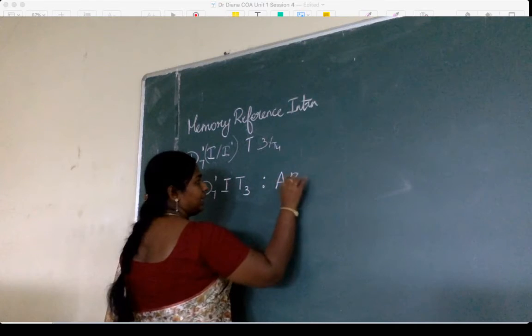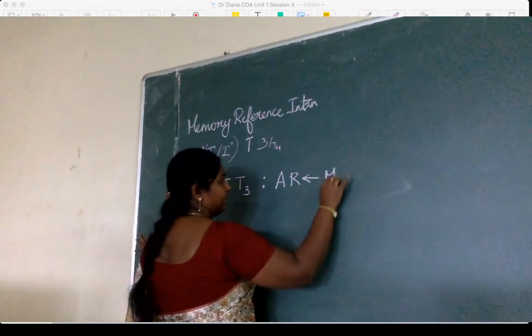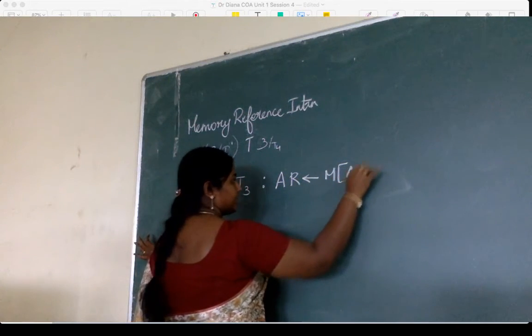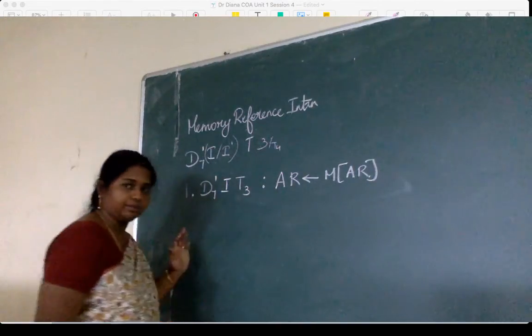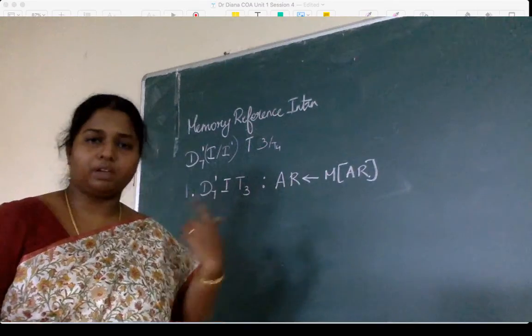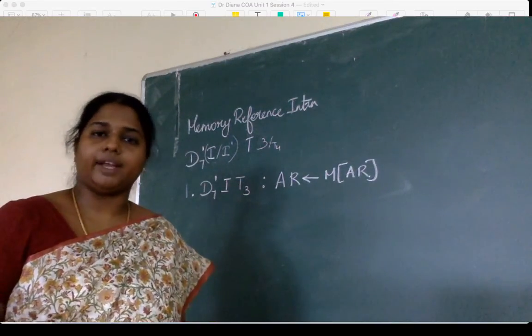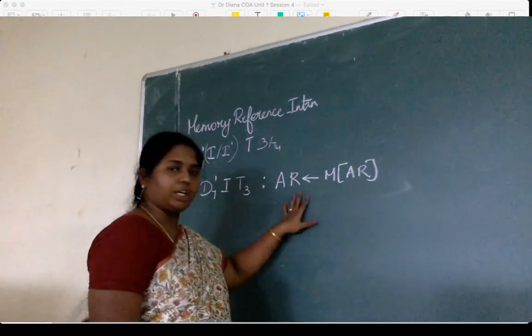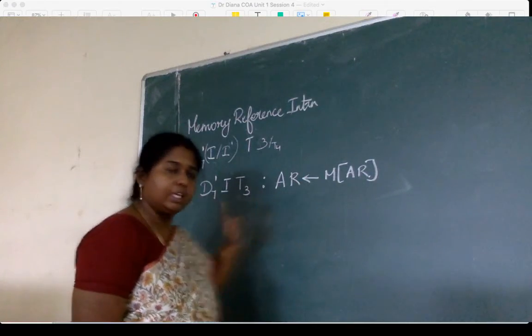I bring the content of memory addressed by the address register into the address register. Is that understandable? Because I am doing a double reference of memory for getting the data. So that content is brought into the address register.